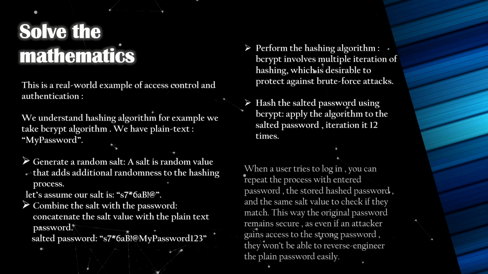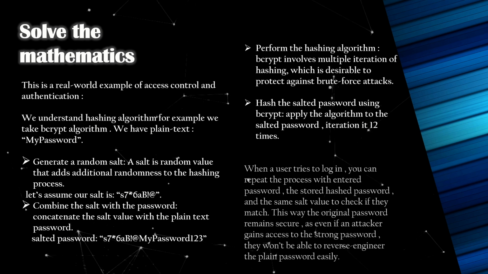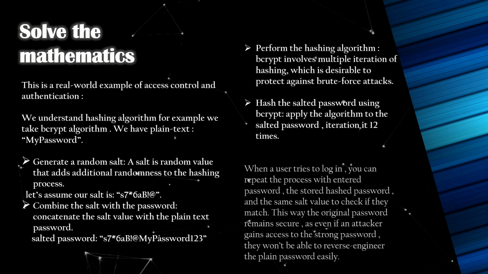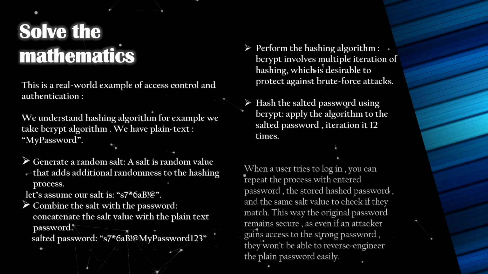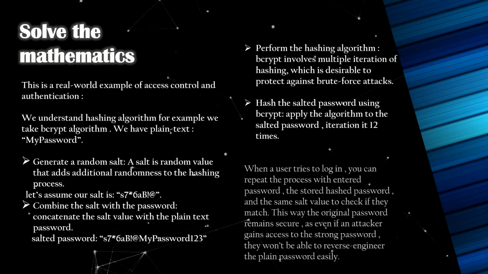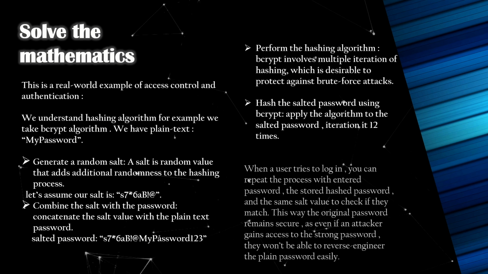Generate a random salt. A salt is a random value that adds additional randomness to the hashing process. Let's assume our salt is as I have given. Combine the salt with the password: concatenate the salt value with the plain text password. The salted password is as I have written.